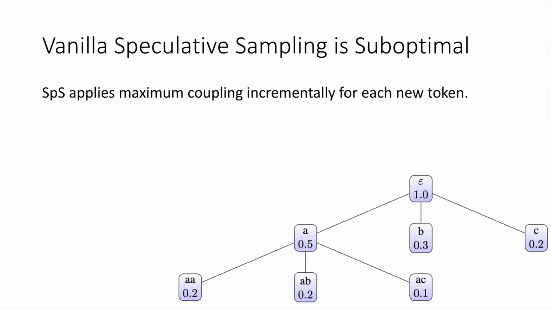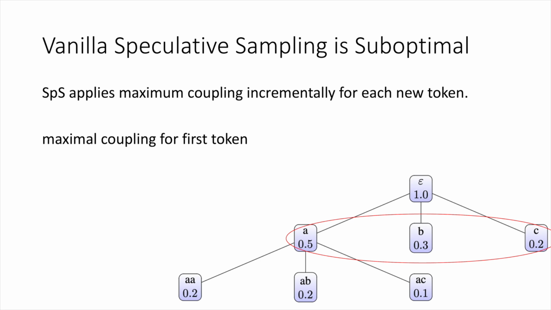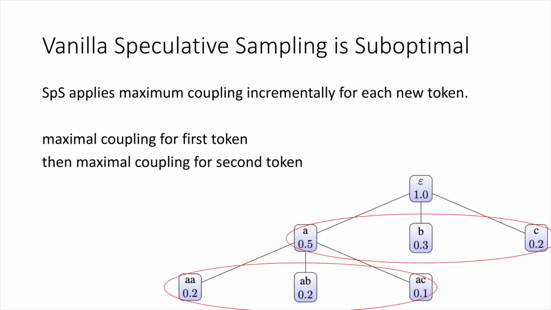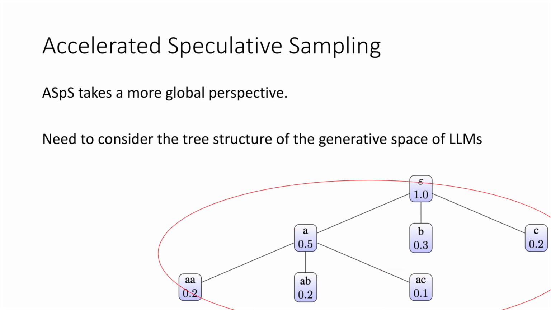We can view the problem from another perspective. All possible outputs of a large language model form a tree structure, and the probabilities can be associated with each node in the tree. Speculative sampling in its current form only deals with one layer of this tree at a time. It first processes the coupling for the first layer and then moves on to the next layer. This approach hinders the realization of a true maximal coupling across the entire tree. In contrast, our proposed method, accelerated speculative sampling, considers this tree as a whole, leading to higher efficiency.